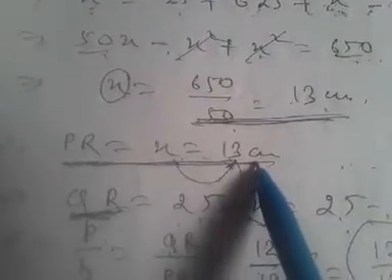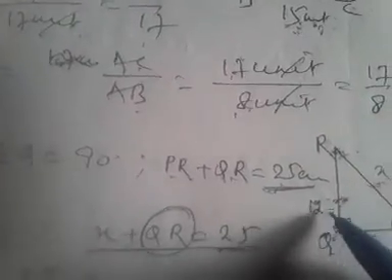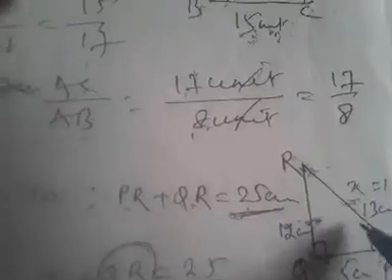PR is equal to x is equal to 13 centimeter. So QR will be equal to the difference of 25 and x, which is 25 minus 13 is equal to 12 centimeter. Now, in this triangle, perpendicular, base and hypotenuse all are known to you. Here, PQ is equal to 5 centimeter, which is given to us. RQ we have obtained 12 centimeter. And x we have obtained 13 centimeter. Now, this one is 13 centimeter known to us. This one is 12 centimeter known to us. And this is 5 centimeter.